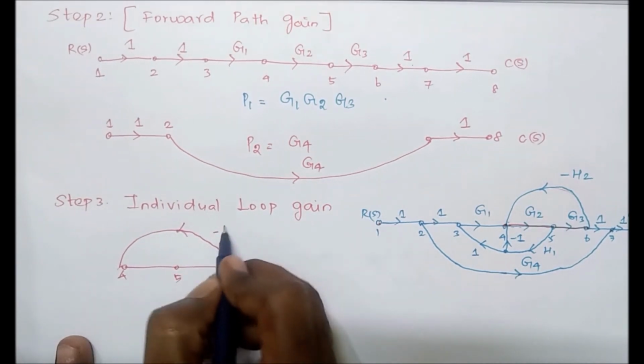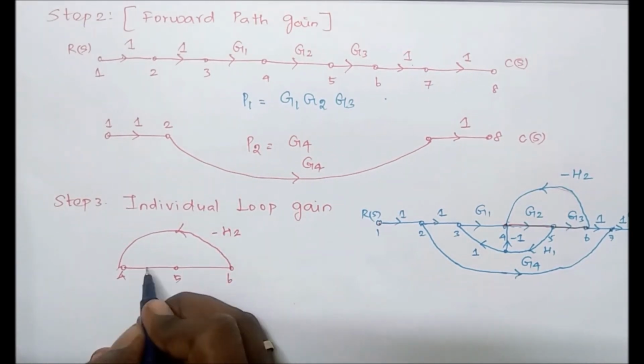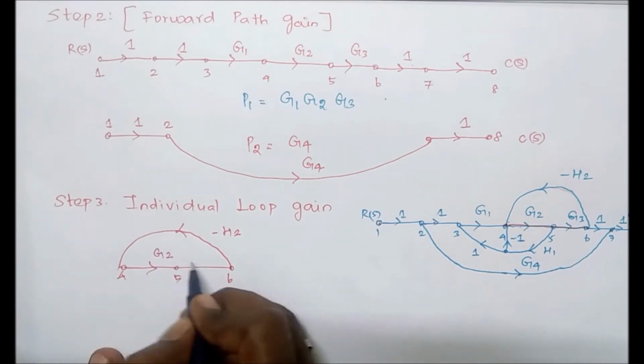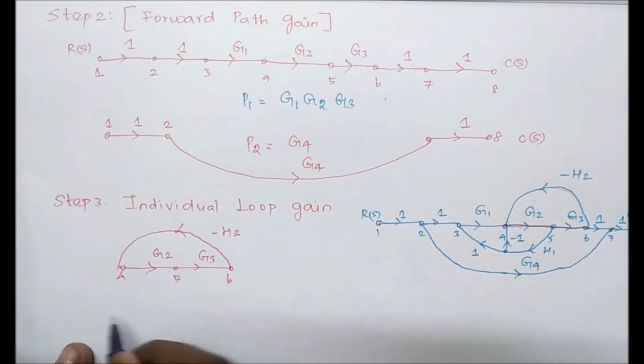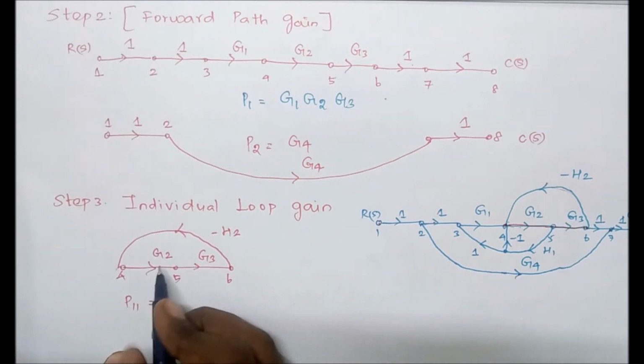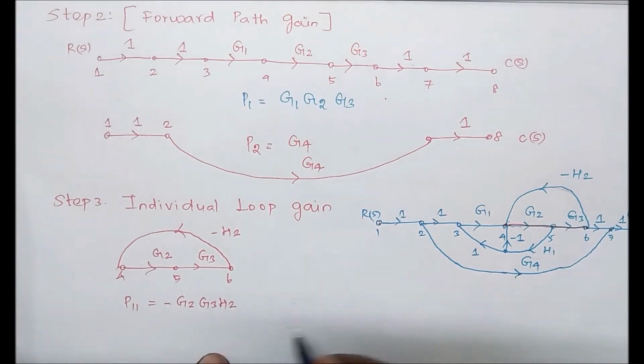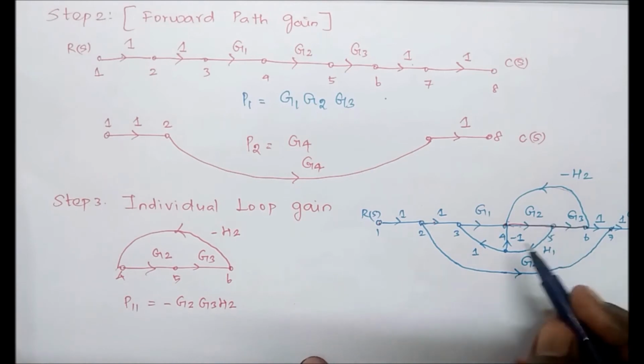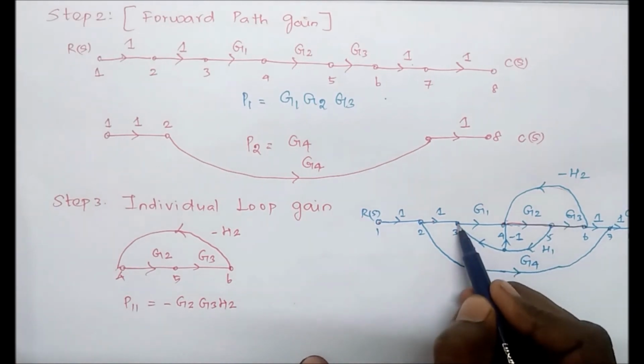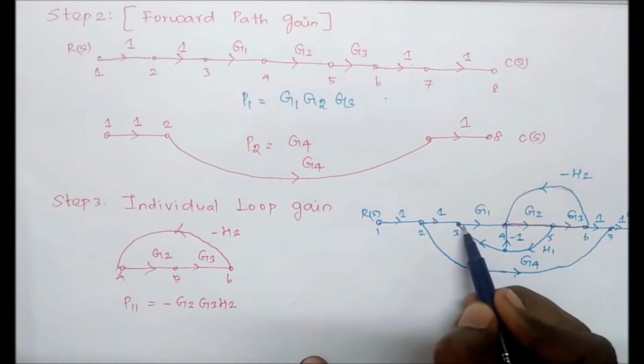This is the gain of its individual loop. So this gain is G2, its gain is G3. So now we can say P11. The first individual loop, its gain is the multiplication of these three gains. Therefore G2, G3, H2.